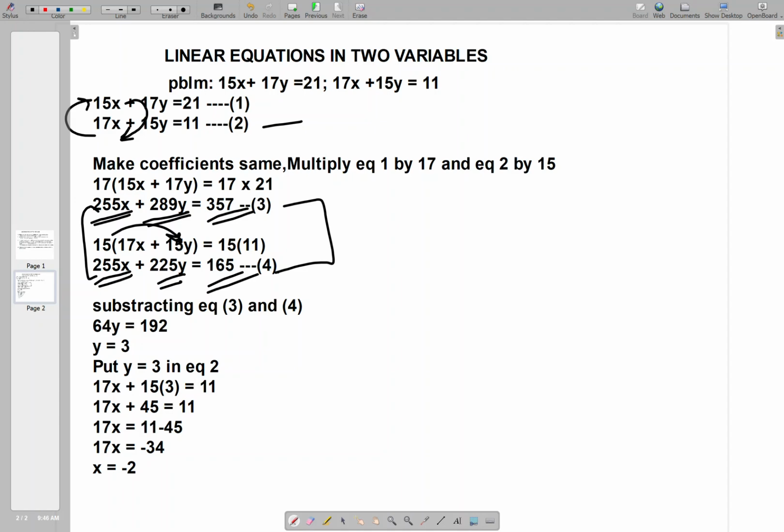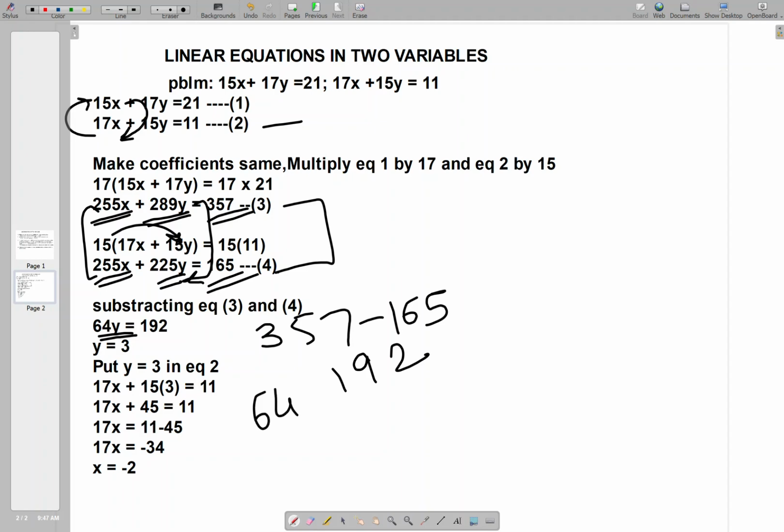255 minus 255 is 0x. 289 minus 225 is 64y. And 357 minus 165 gives you 192. So I'll get 64y equal to 192. So I'll just find the value of y. y equals 192 divided by 64. When I divide it by 64, I'll get the value as 3.